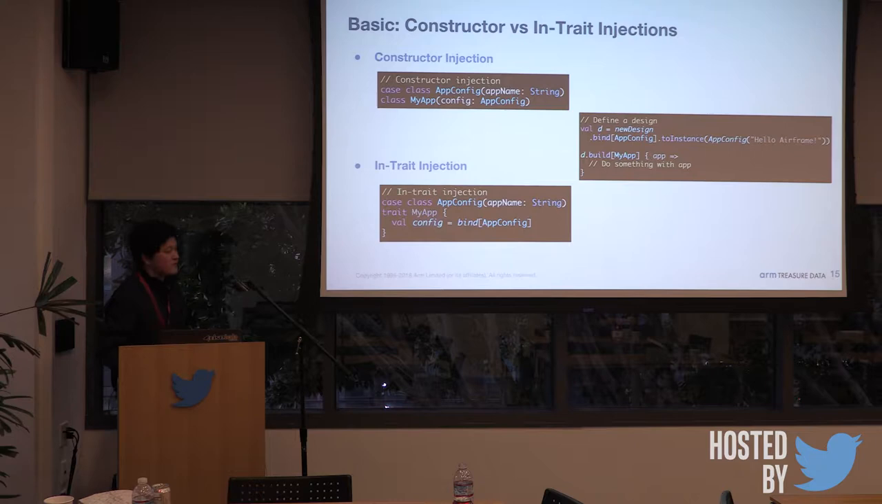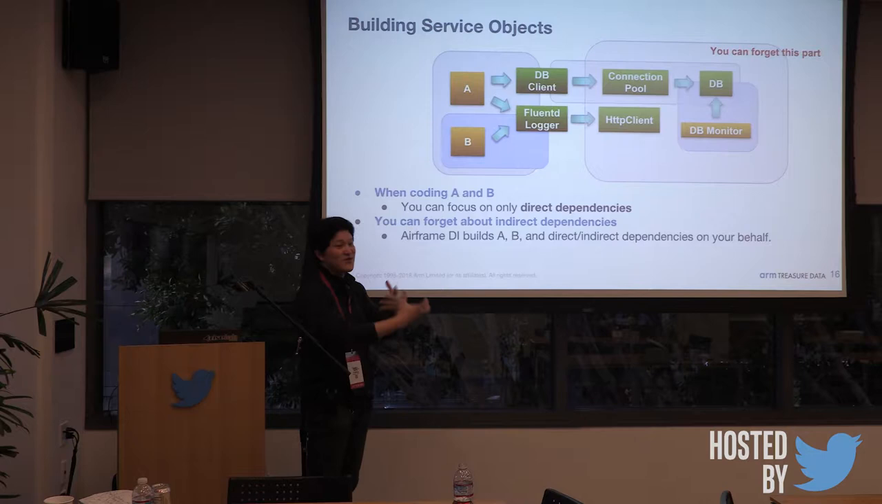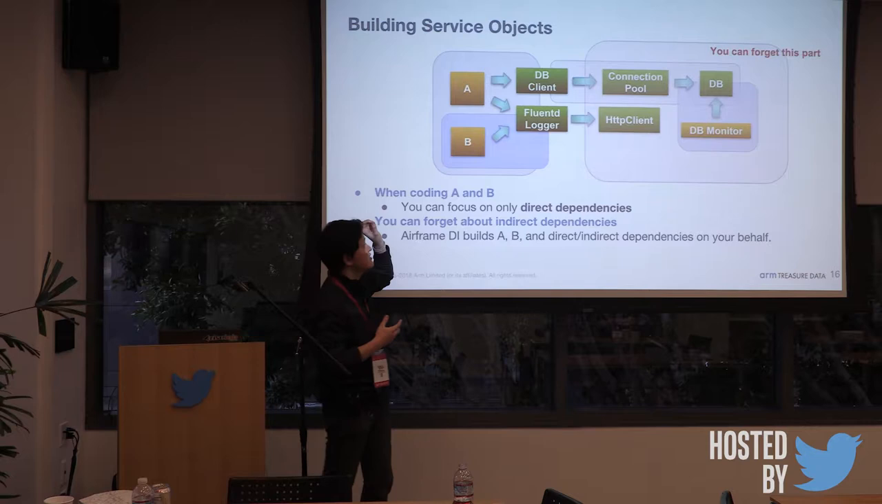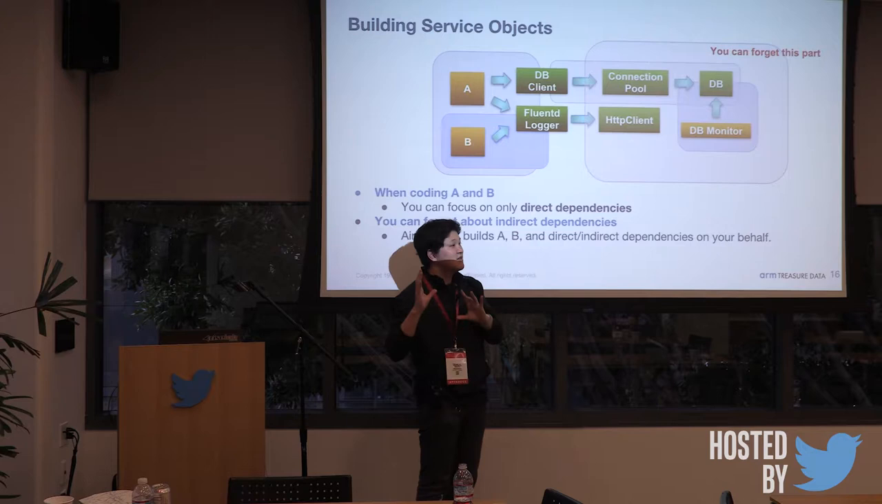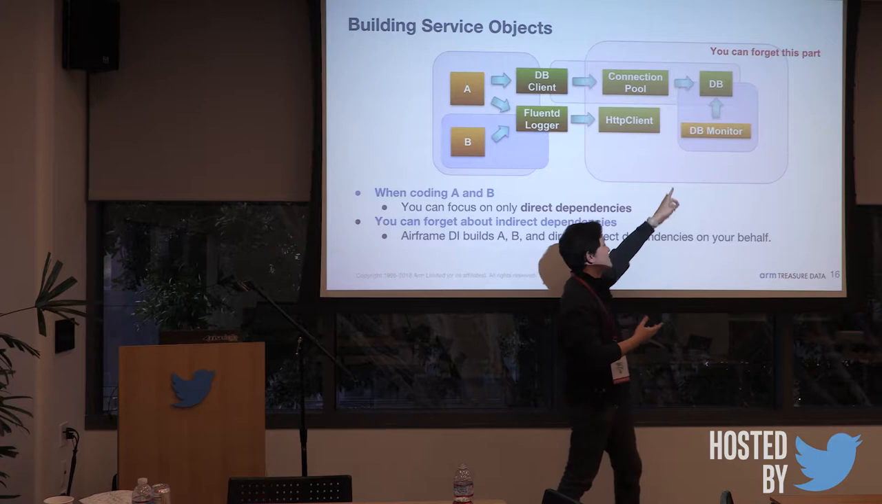So what can be simplified by using this pattern? The previous example was a really simple one, but in the real world, you need to build a lot of complex objects. For example, think about two classes like A and B, which are going to use a database client and some Fluentd logger, which is an object logging library. If you have a database, you may want to have a connection pool and the actual database service. And if you are starting up some database, you also want to have some monitoring process for the database.